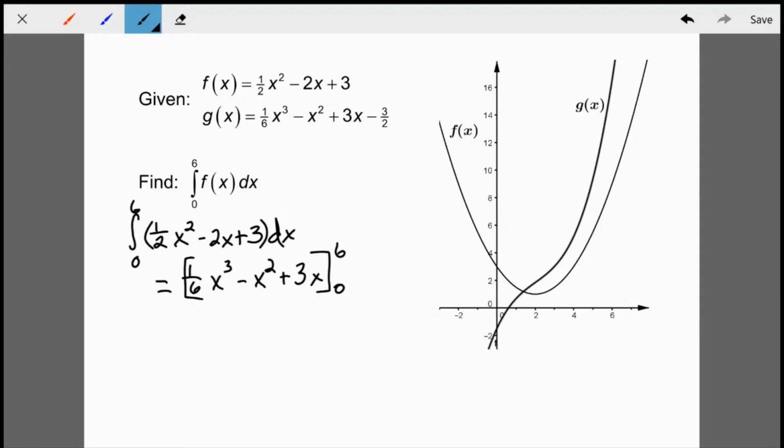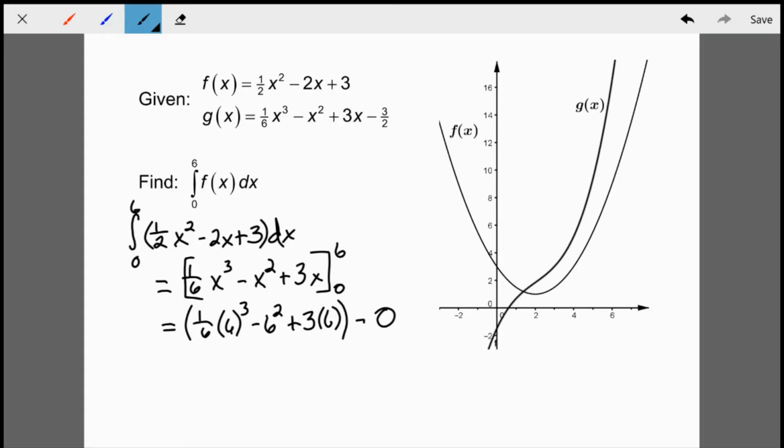What the fundamental theorem of calculus said is that if I take this antiderivative and I plug in the upper limit, and then I subtract away the antiderivative with the lower limit plugged in, that'll give me the value of the integral. So that's what I'm going to do here. 1/6 times 6 cubed minus 6 squared plus 3 times 6. Okay, that's my antiderivative with the upper limit plugged in. And with the lower limit plugged in, all of those terms are just going to give me 0.